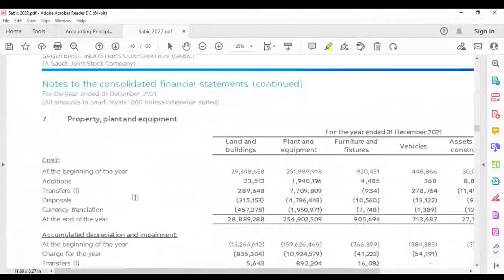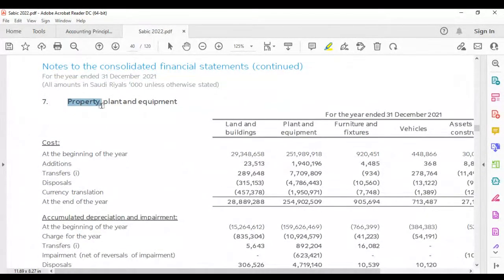See this one, number 7, property, plant, and equipment. The number you see above has a detail. What is included in property? Land and buildings, land owned by SABIC. Building, plant, like where they manufacture in Jubail, for Hadith, for Safco, the different subsidiaries. There is plant and equipment like machines, for certain things for manufacturing.